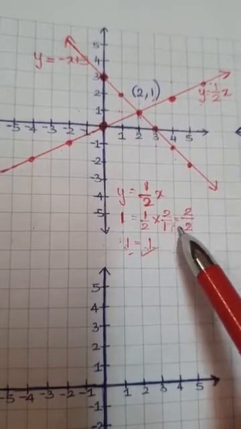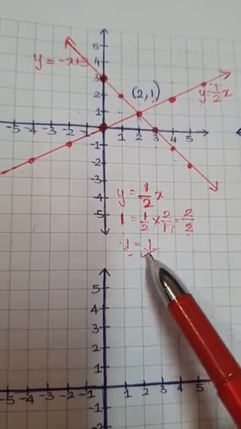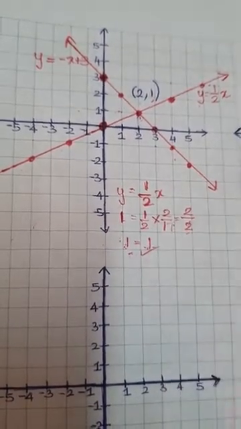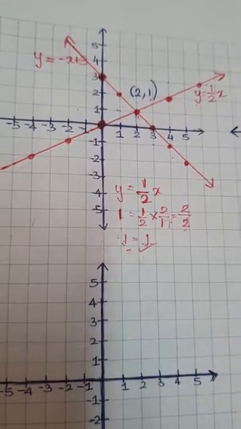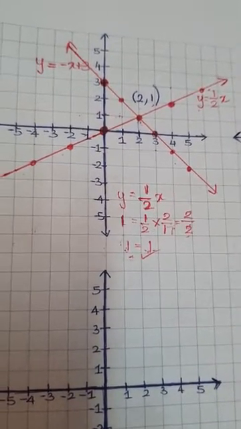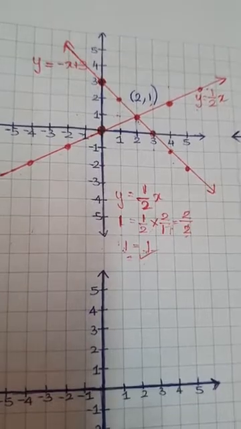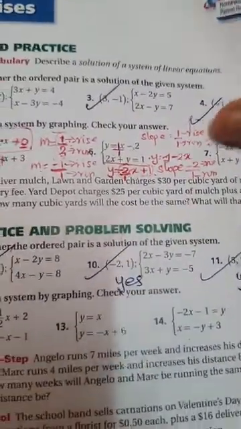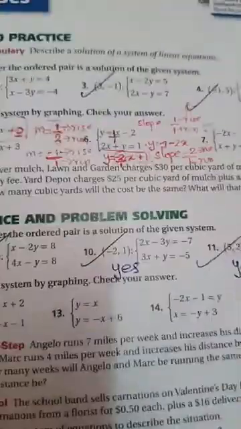So 2 ones are 2, 2 divided by 2 is 1, which means both sides of our equation have the same number, which means the solution we got for this graph was correct. Okay, now again I will quickly explain question number 6, because I explained it in the previous video, but I don't know what happened.